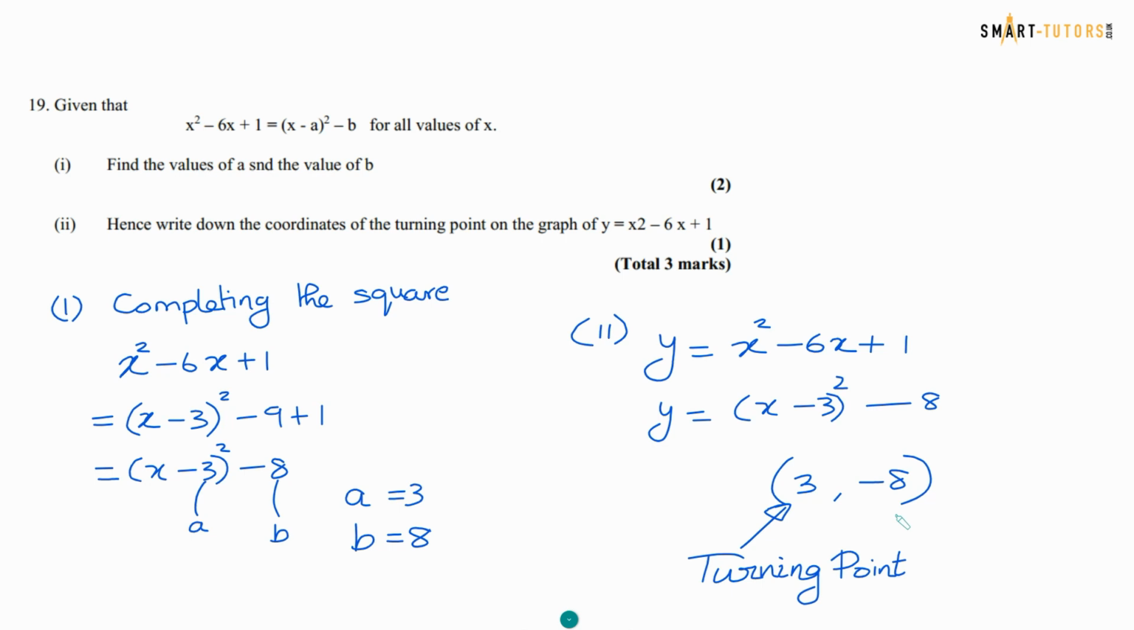And this is the format you need for the second part: y equals (x minus 3) whole squared minus 8. So the minimum point or turning point is going to be 3 comma minus 8. Why 3? You set x minus 3 equal to 0, which gives the x answer 3. That's the first one, and the second one is minus 8.